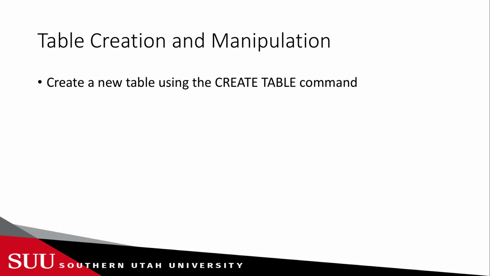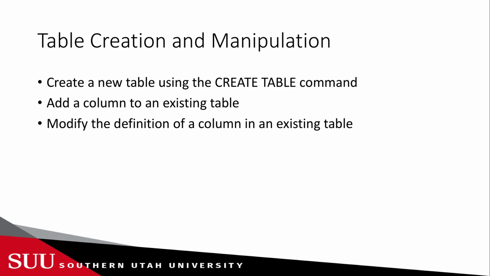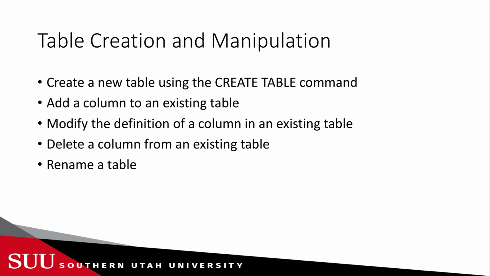We will see two ways, either creating a totally new table or creating a table based on a previously created table. We will see how we can add columns to an existing table, how we modify the column definition in an existing table. So what I mean by column definition is the name of the column, the data type for the content of the column. We will see how we can modify that. We will see how we can delete a column from an existing table, how we can rename a table, how we can truncate a table, and how we can drop a table.